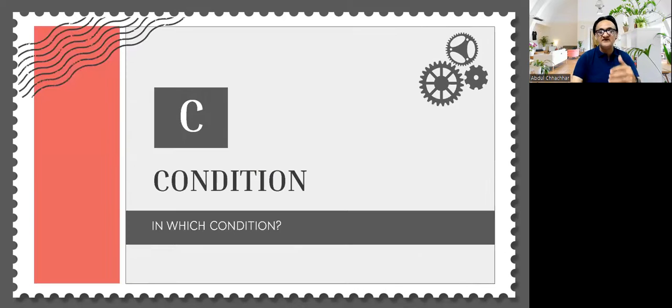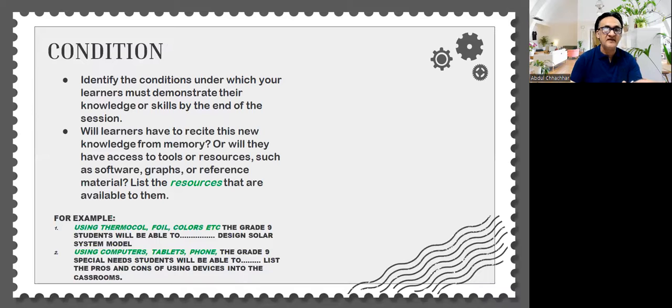Let's move to the third one, which is the condition. In which condition does a learner have to perform? Identify the condition under which the learner has to demonstrate their knowledge. Okay, at the end of the session, will the learner have to recite this new knowledge from memory, or will they have access to tools or resources such as software, graphs, references? Okay, so there should be other resources.